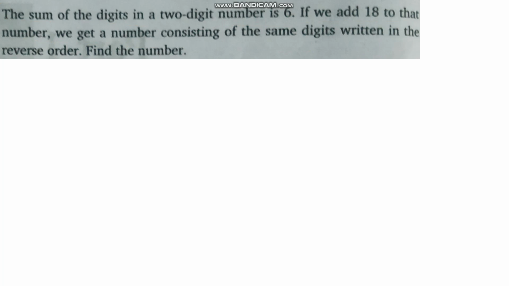The answer will be, find the number, it's 24. Very simple question. The sum of the two digits is 6. If one is x, then the other will be 6 minus x. These are the two digits. Then I will write the numbers. First, the original number. No, this is the reverse number.